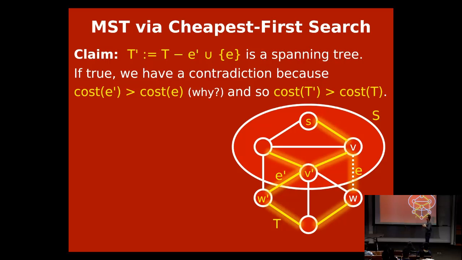So the overall cost of this T prime we made: we took out a more expensive edge and put in a cheaper edge. So it's cheaper overall. All the other edges are the same. So it's cheaper than T. So if it's also a spanning tree, then we get a contradiction, because T prime would be the minimum spanning tree, not T.